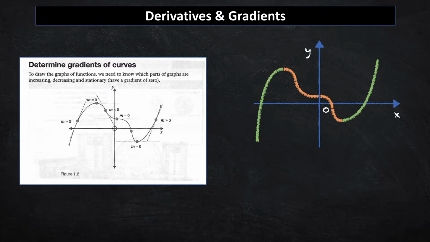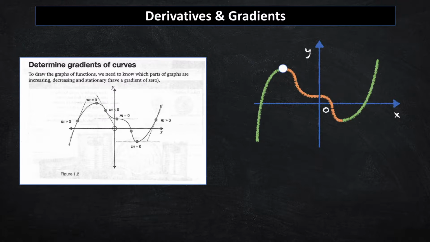Now, let's consider another point in a region where the curve is decreasing. If we draw the tangent to the curve in this point, we can see how the inclination is completely different with respect to the previous case. And again, if we change the location and we go to another point where the curve is decreasing, the inclination of the tangent again changes.